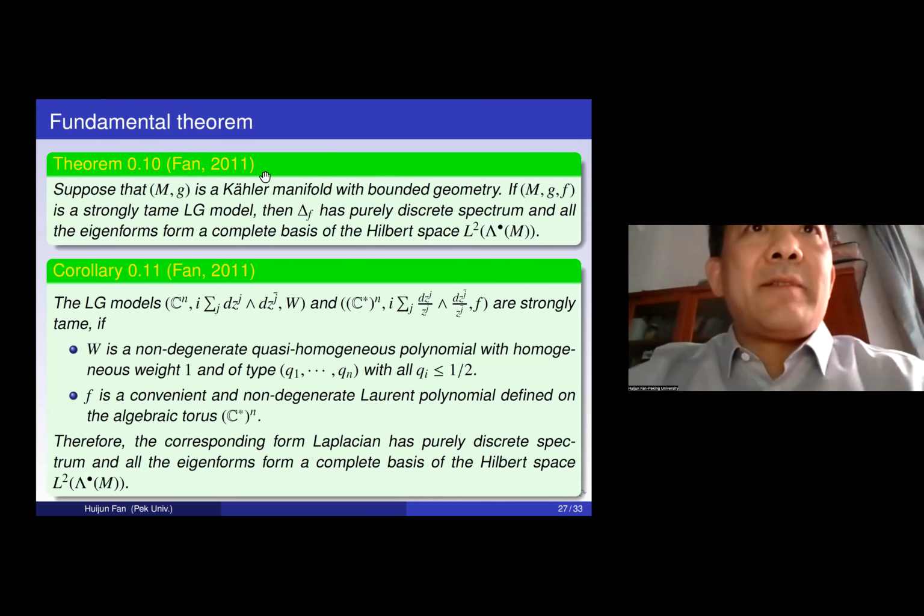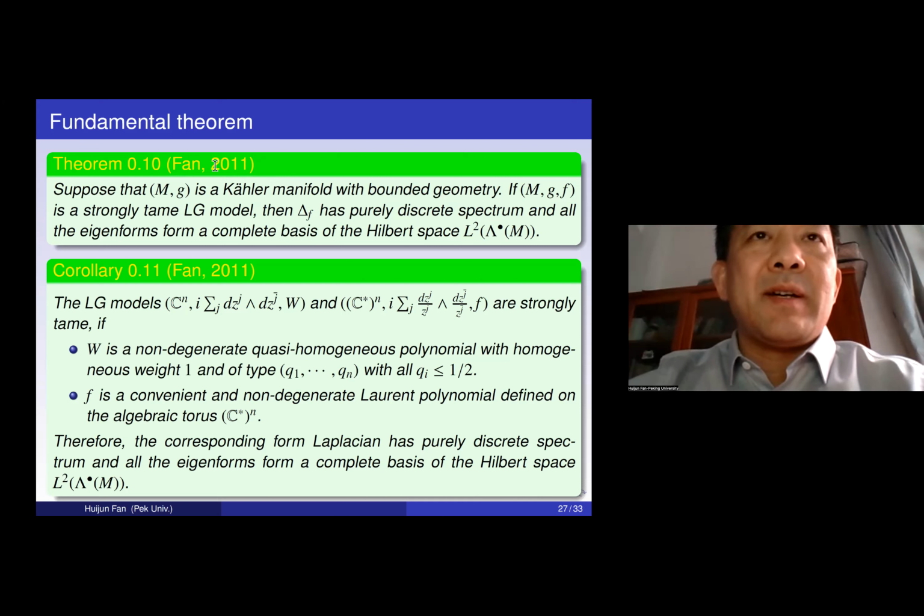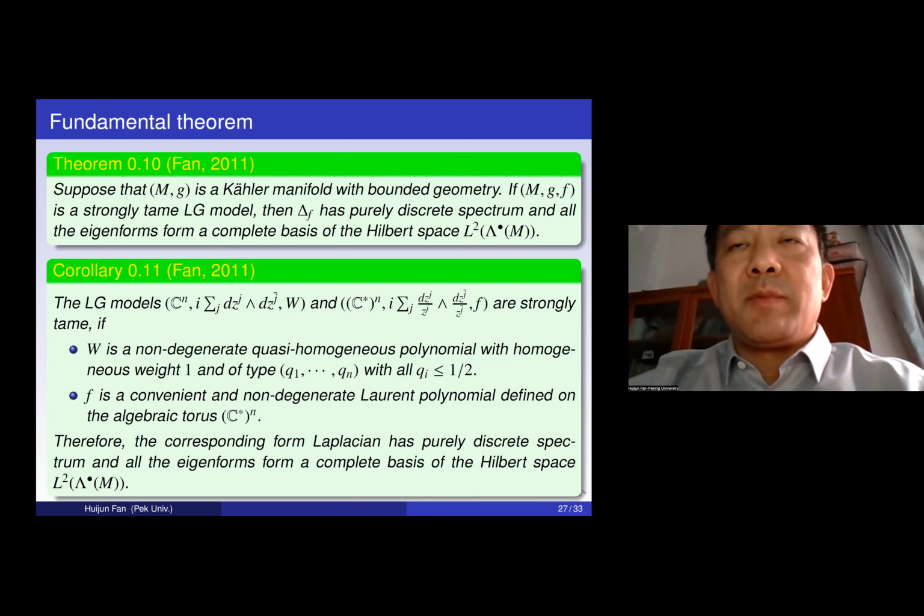And then I proved the following theorem in my arXiv paper from 2011. This paper is very long, but not published. But many of the results are published as appendices in other papers. So the main theorem is as follows: suppose that (M, g) is a Kähler manifold with bounded geometry. If (M, g, F) is a strongly tame LG model, then Δ_F has purely discrete spectrum, and all the eigenforms form a complete basis of the Hilbert space L2 of forms.